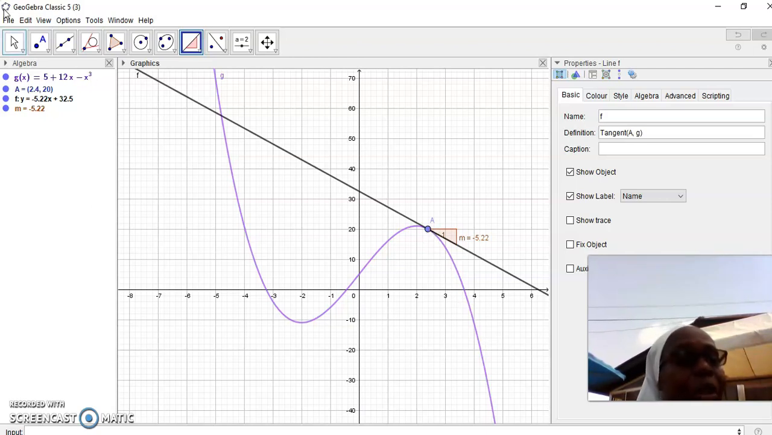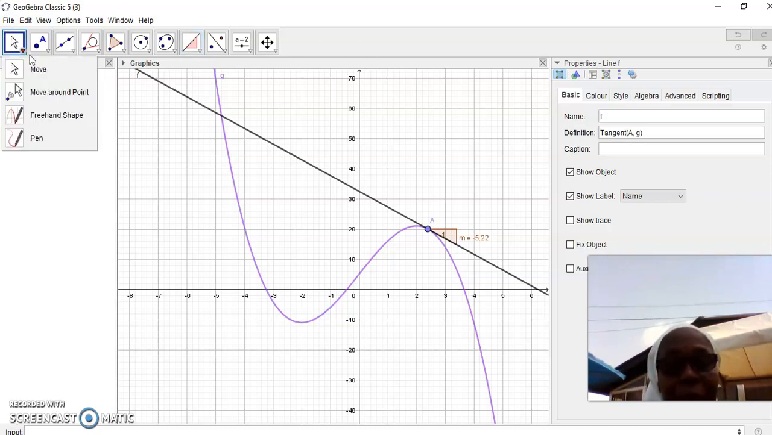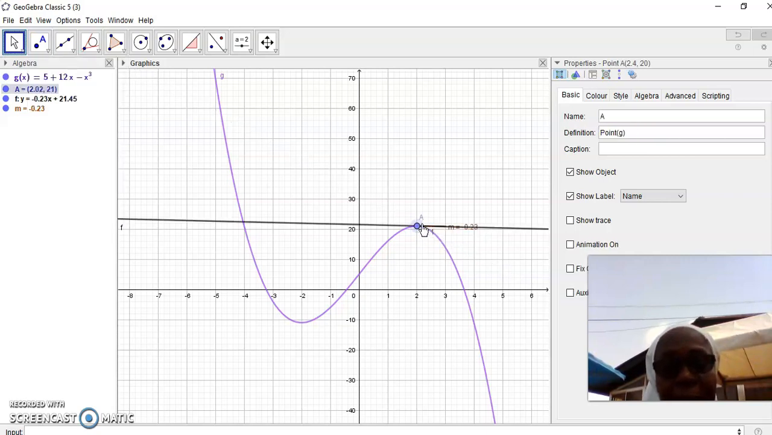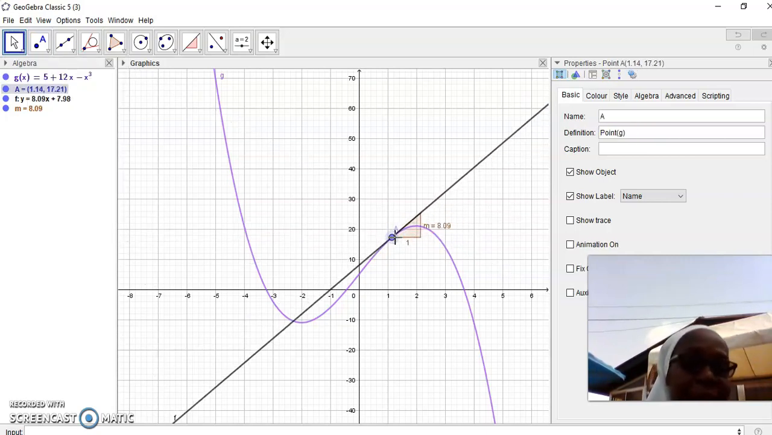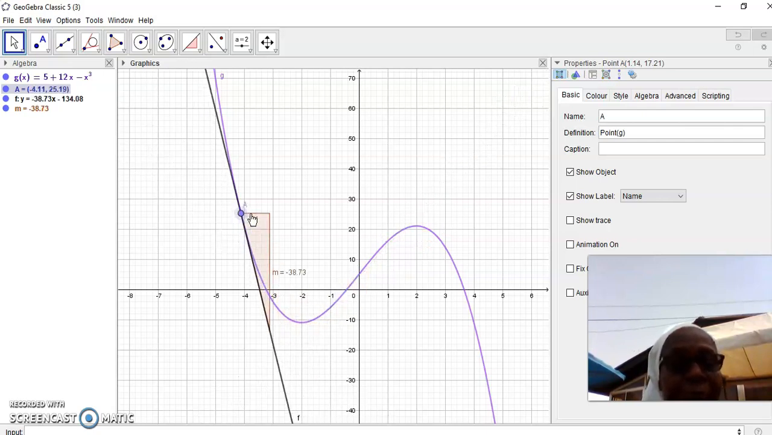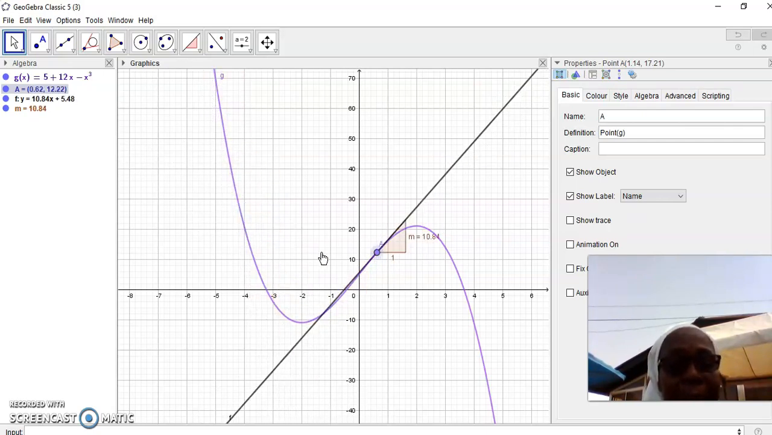So if I move from this position, remember you have to go back to your move icon to be able to move the point. If I move this point A from this place to another place, like I am here now, you see the gradient has changed to 8.09. And the equation of the line, of course, will change because we're moving from one place to the other. So that is how we get the gradient of a curve. And it changes along the curve as you go up and down.